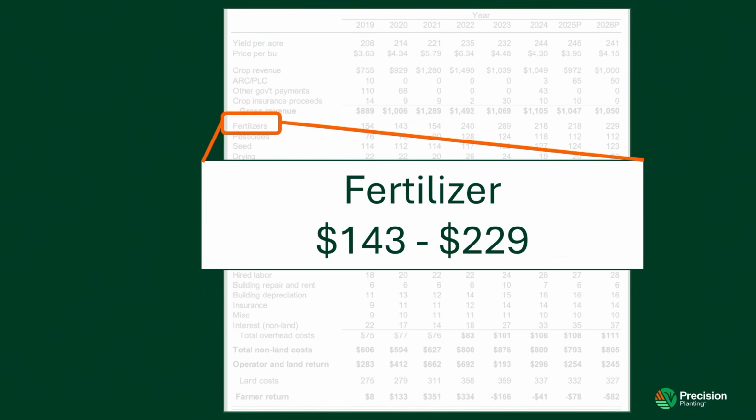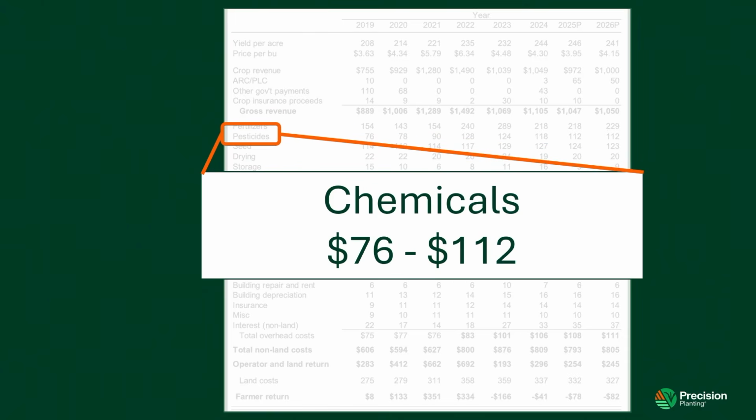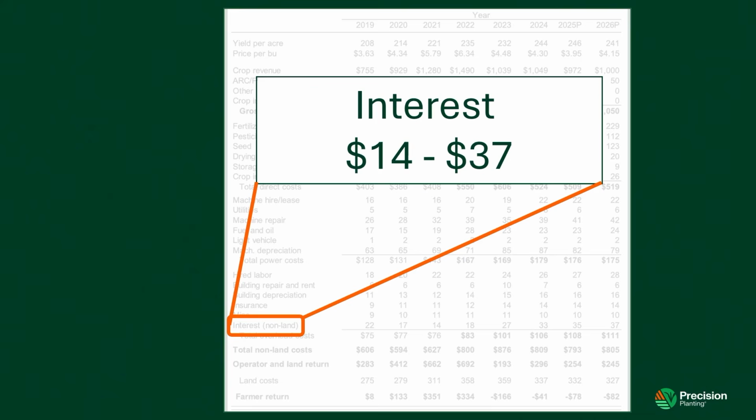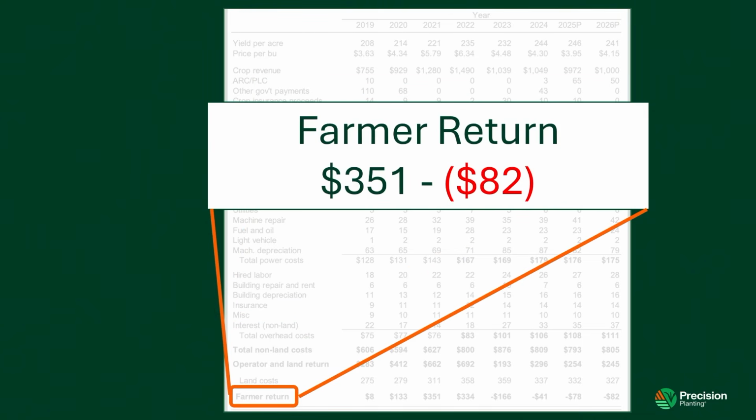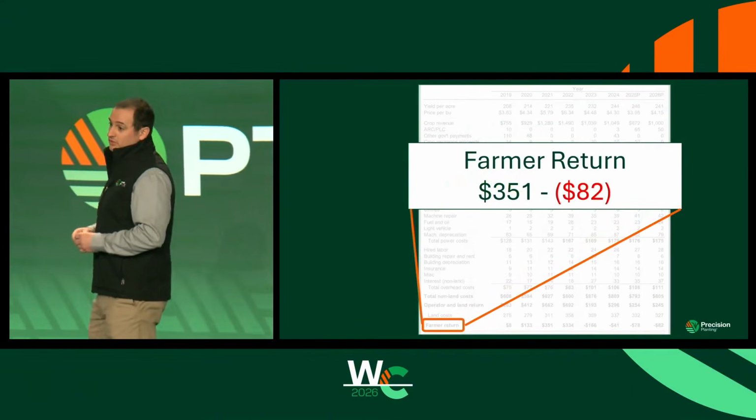Cost of things, fertilizer. This is where we're going to spend a decent amount of time. This is over a quarter of our inputs typically, of all of our fertility. Went from 143 to 229 an acre. How can we afford that? Chemicals, herbicides, pesticides from 76 to 112. Interest, 14 to 37 bucks an acre on interest. So what does that do for our return? We used to be able to make money. Now they're projecting a negative 82 an acre.